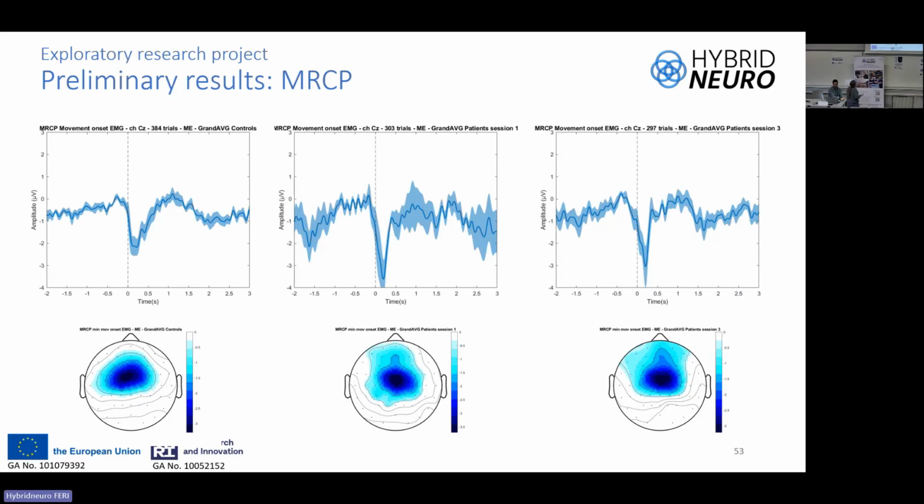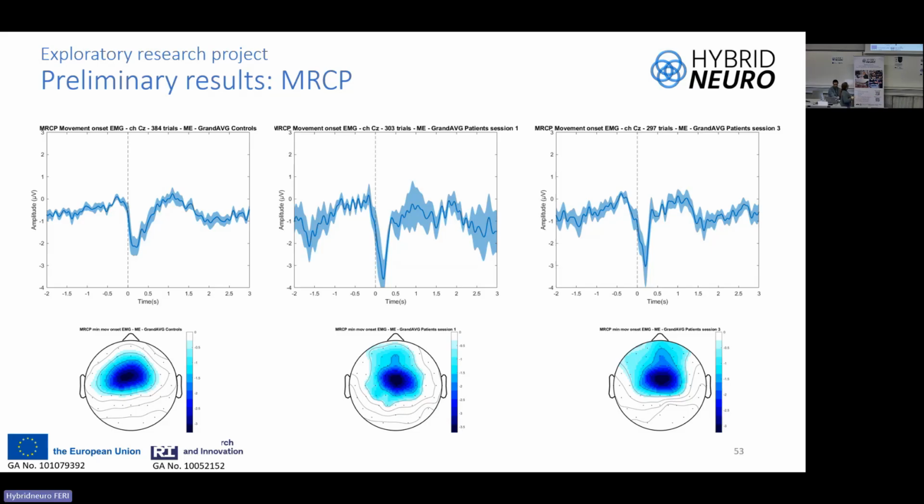So these are some preliminary results, like I said. These are the motor-related cortical potentials for the control subjects. The potential is very nice. The potential is the solid line, and the shadow is the variability related to different subjects. We can see that the potential is very localized in this area, where it's supposed to be localized. And then we do the same in the patients.